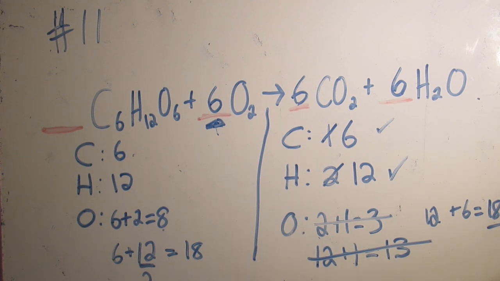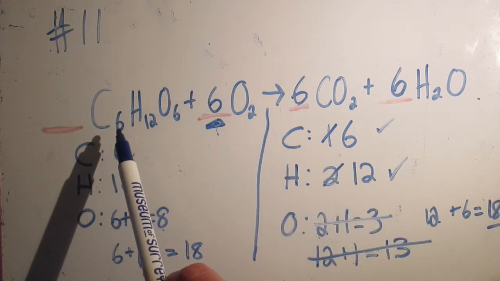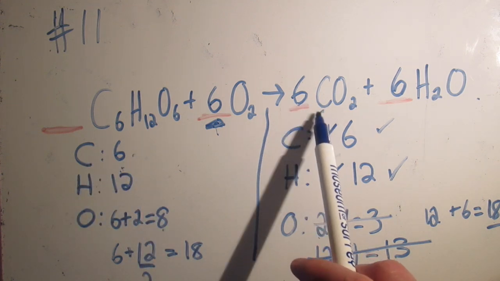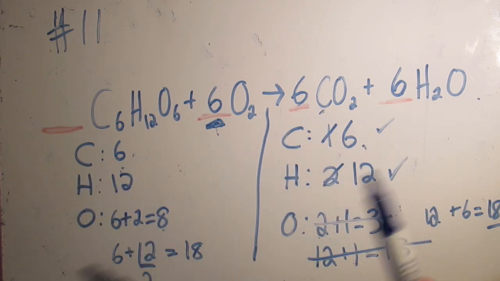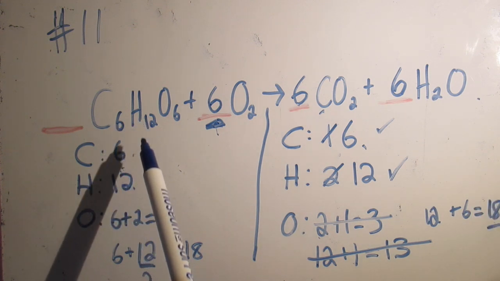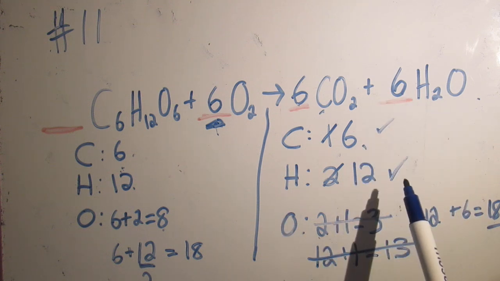So let's just double check everything, okay? It's always good to make sure you check your work. So I've got 6 carbons here, yes. I've got 6 carbons here, great. And carbons are still good, I didn't mess with those. Hydrogen, 12, okay, 12, yep. And 6 times 2, 12, okay, we're good there.